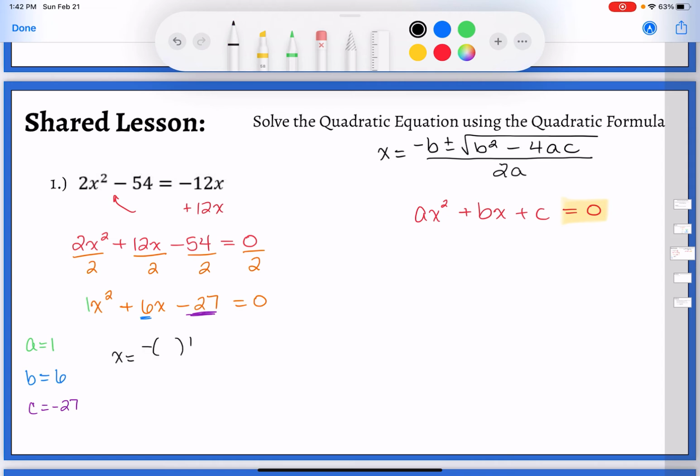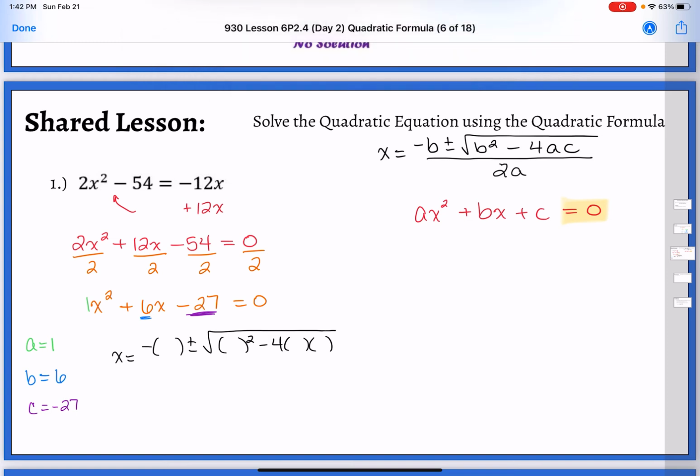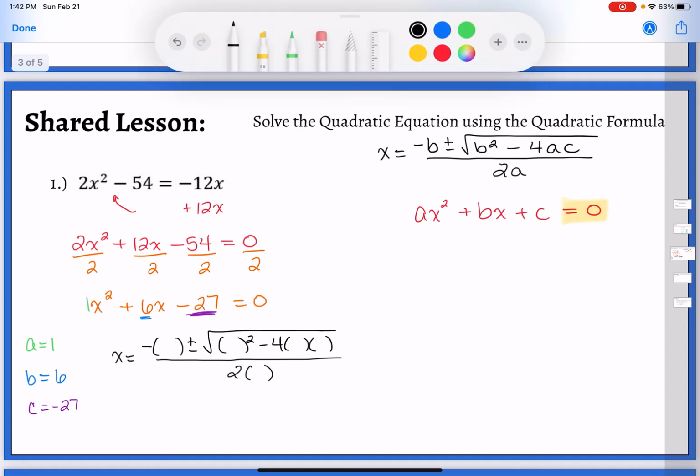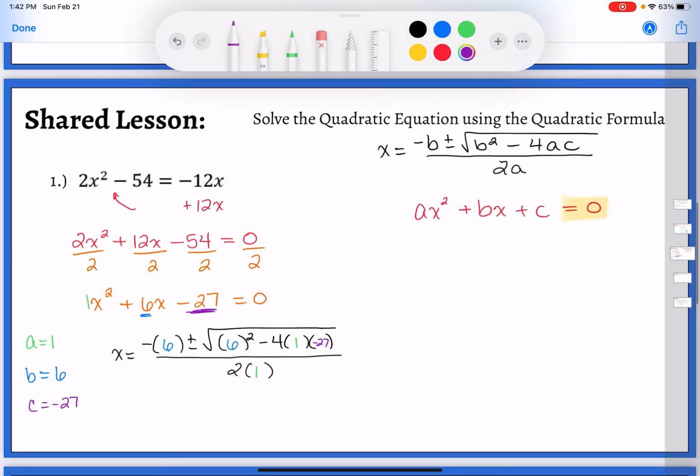I just like to set everything up with my parentheses where I'm going to put all of my different terms, and then start plugging things in. Okay, so let's see, it's negative b, so 6 goes in that first one, plus or minus the square root of b squared, so 6 goes in that second one, minus 4ac, divided by 2a. So I'm going to put my a's in there, and then c is negative 27, and I've got all my spots filled in.